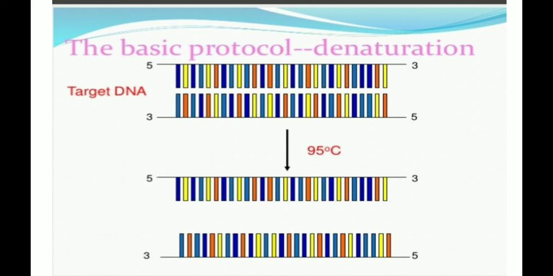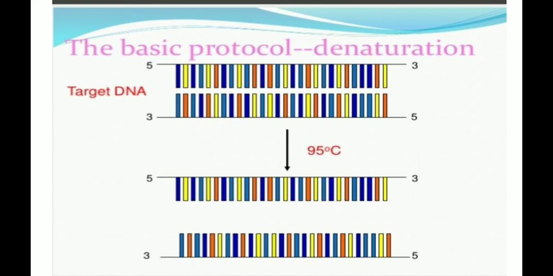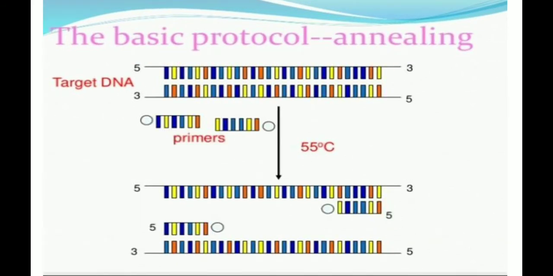Then the next step is annealing, which is a renaturation process, meaning they are allowed to form hydrogen bonds again. In the last step you saw a breakdown of hydrogen bonds, which is why the complementary strands were separated. But in the second step they are allowed to form hydrogen bonds again. By that you can say there is renaturation. So at this step you have to cool the reaction mixture.